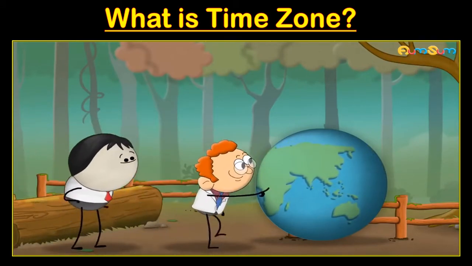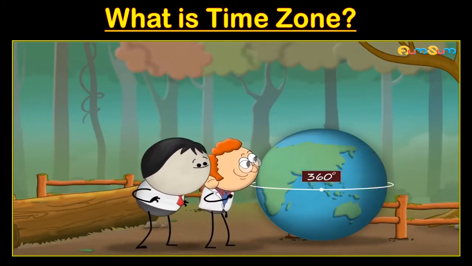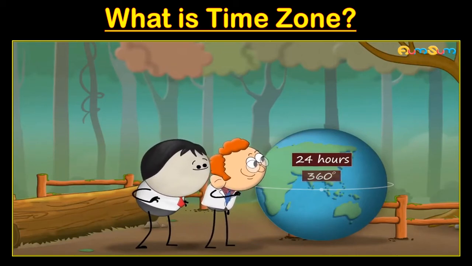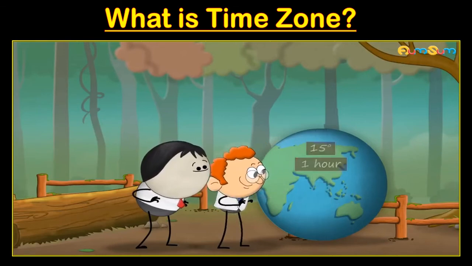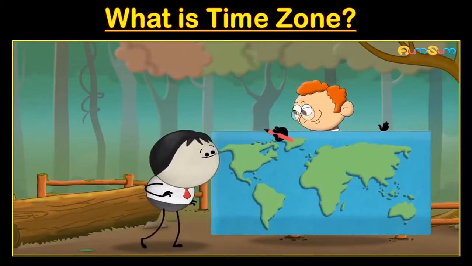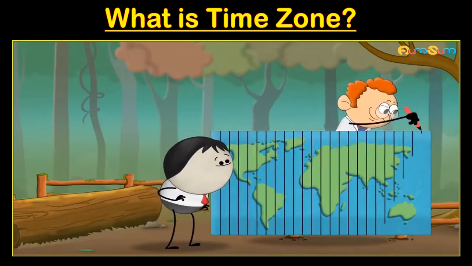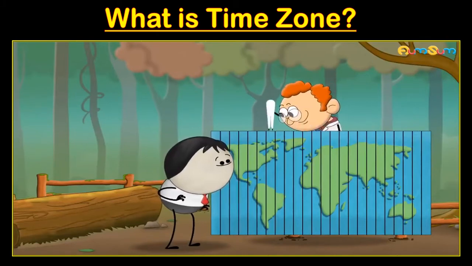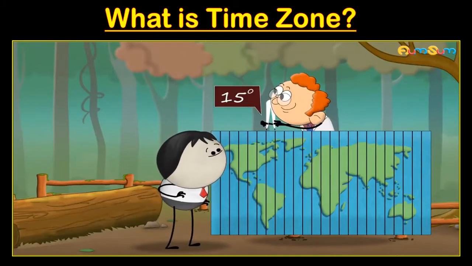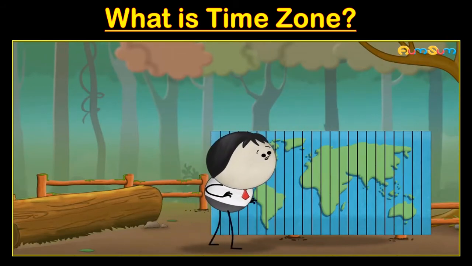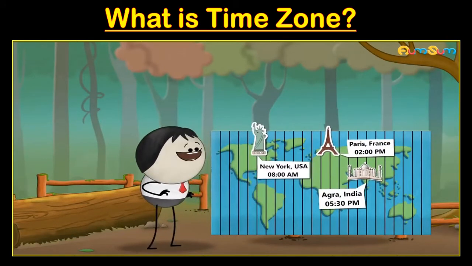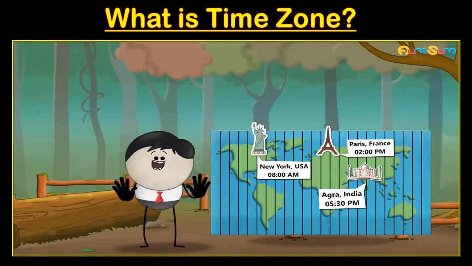But how? The Earth makes one full 360 degrees rotation in 24 hours. This means in 1 hour, the Earth moves by 15 degrees. Using this information, scientists divided the planet into 24 sections or time zones. Each section or region was about 15 degrees wide and had a specific standard time. This helped us know the proper time of the day in that part of the Earth.